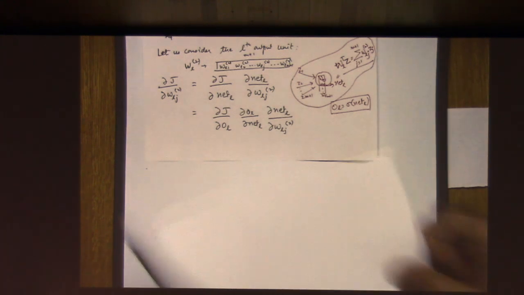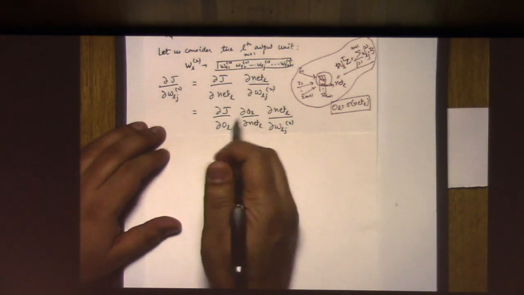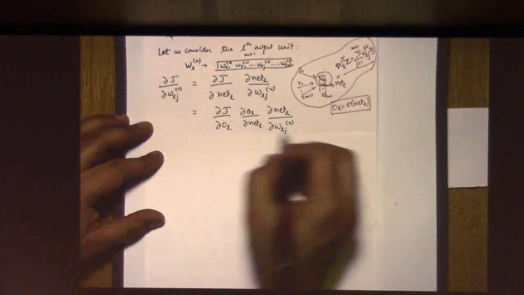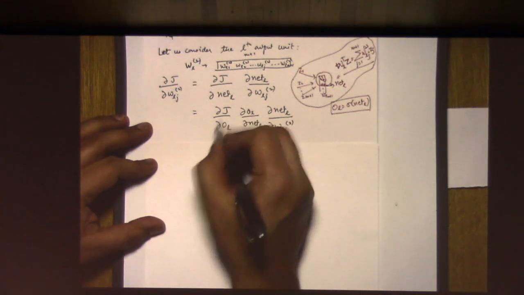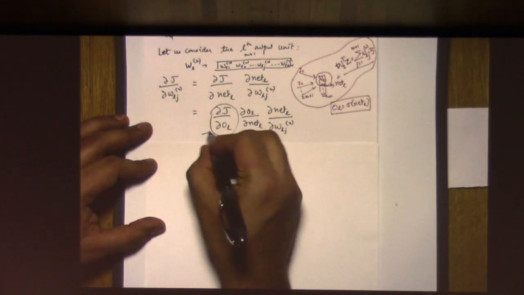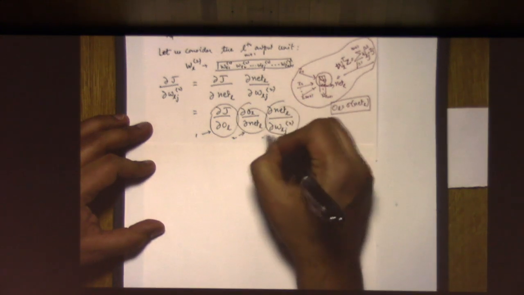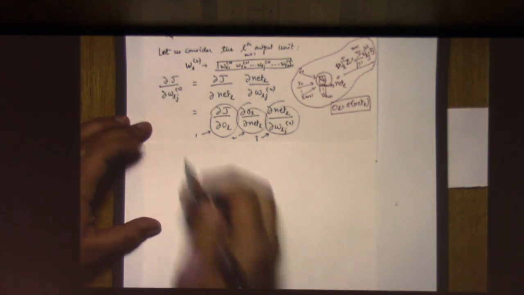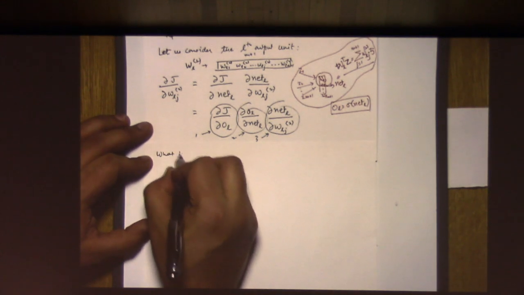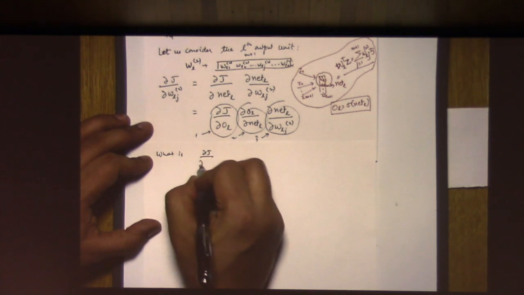So now we need to compute what are these entries, right? Let's do them one by one. This is the first entry that we need to compute. This is the second quantity, and this is the third quantity. All right, so what is dJ by dO_L?